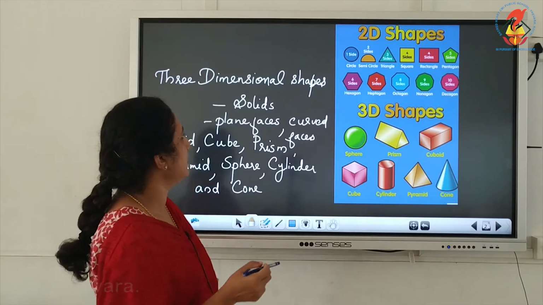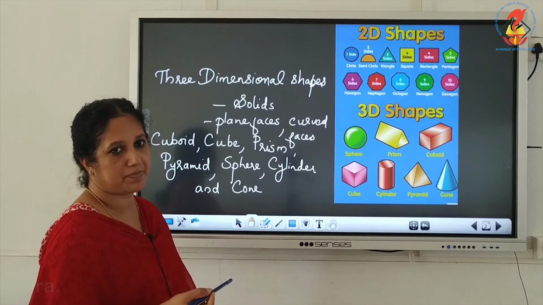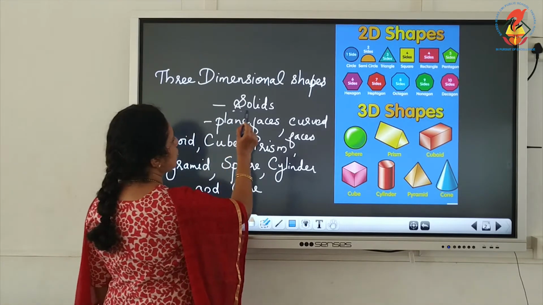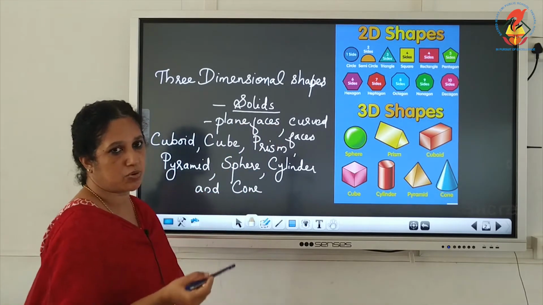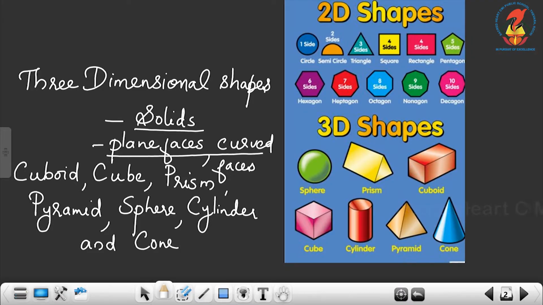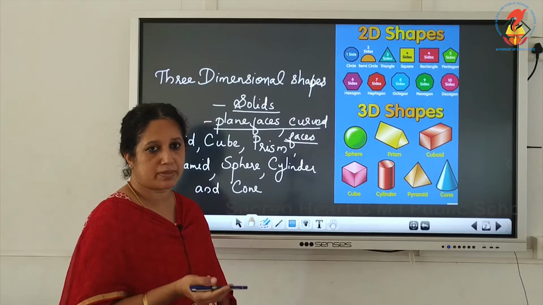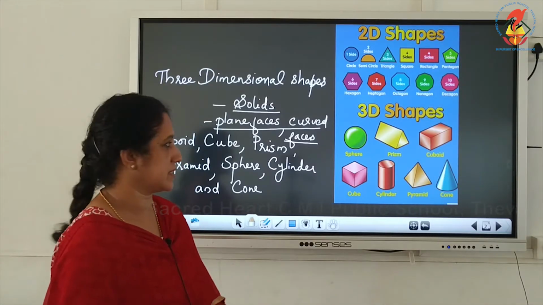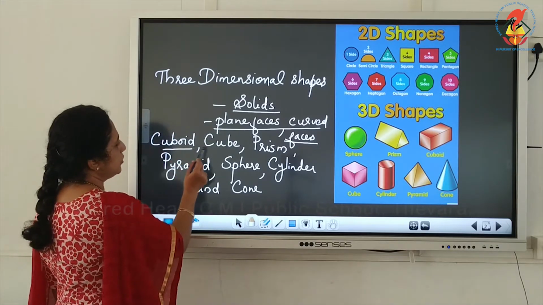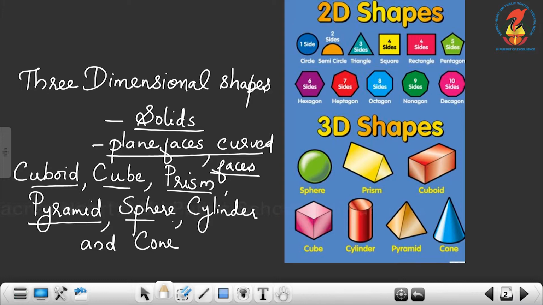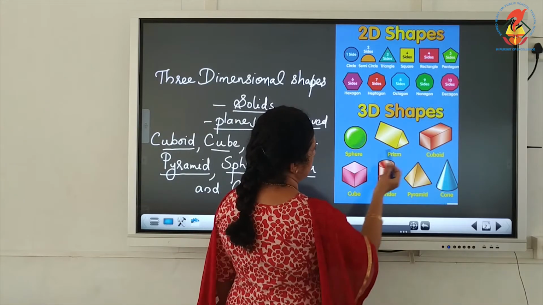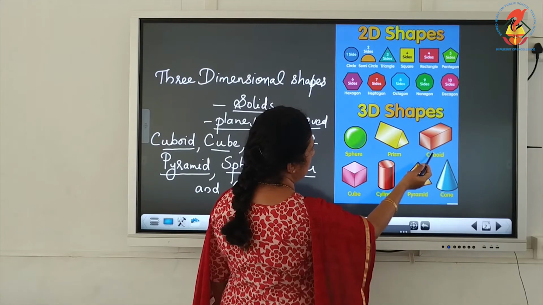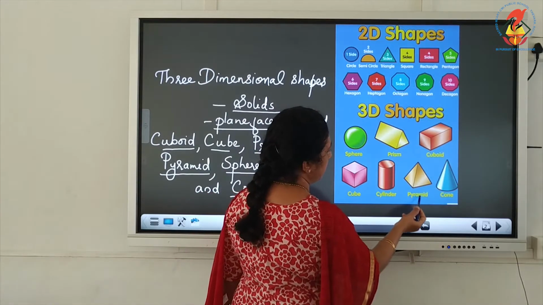Now next we are going to learn about the three-dimensional shapes. The three-dimensional shapes are known as solids. They have plane faces and curved faces also. Some of them have plane faces, some of them have plane faces and curved faces. Then cuboid, cube, prism, pyramid, sphere, cylinder, cone, etc. are some of the solid shapes. Now here you can see the pictures: sphere, prism, cuboid, cube, cylinder, pyramid, cone.